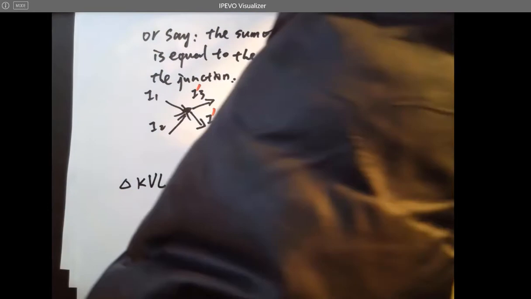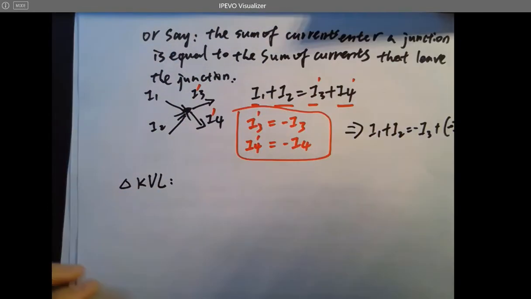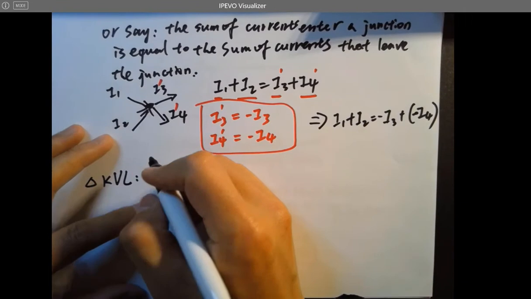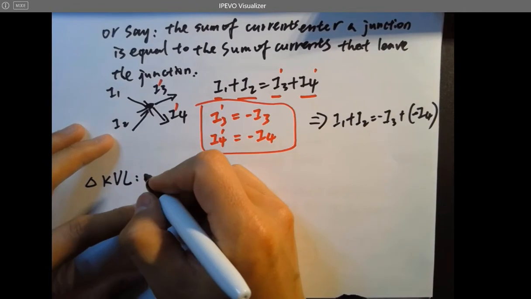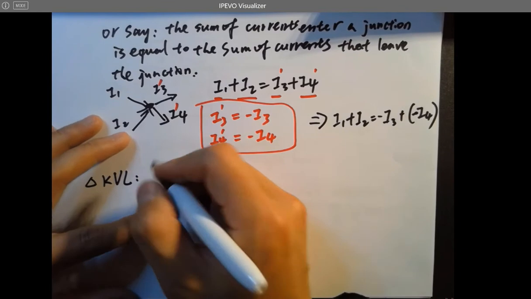So KVL stands for Kirchhoff's voltage law, and it is defined as the following. The sum of all voltages or potential differences in an electrical circuit loop is 0.